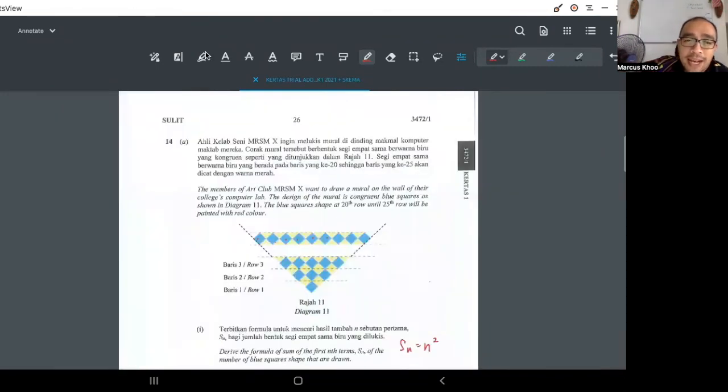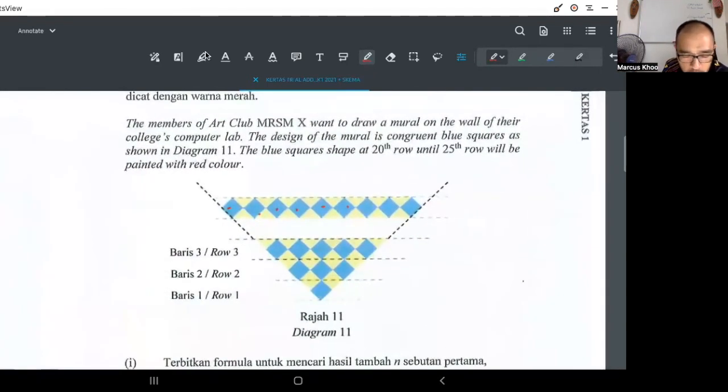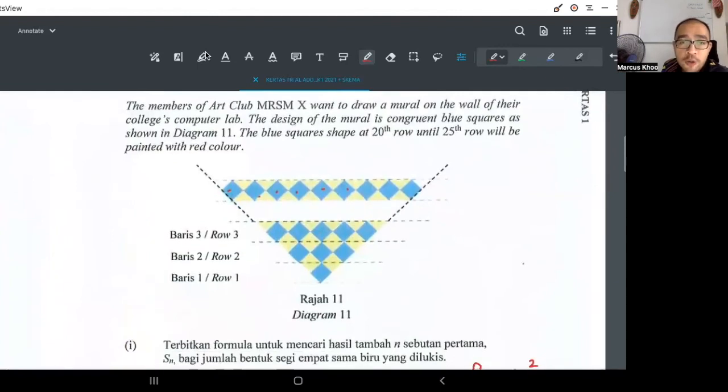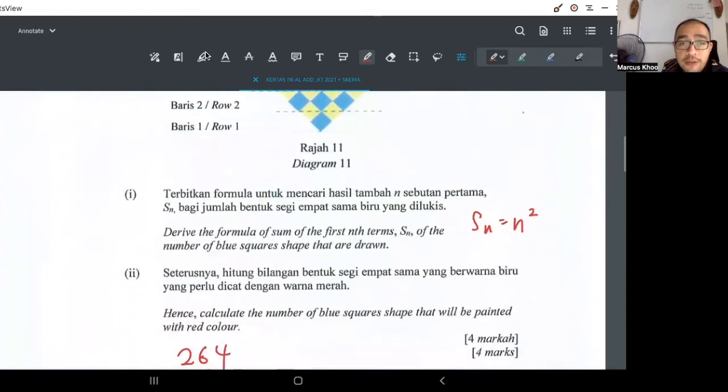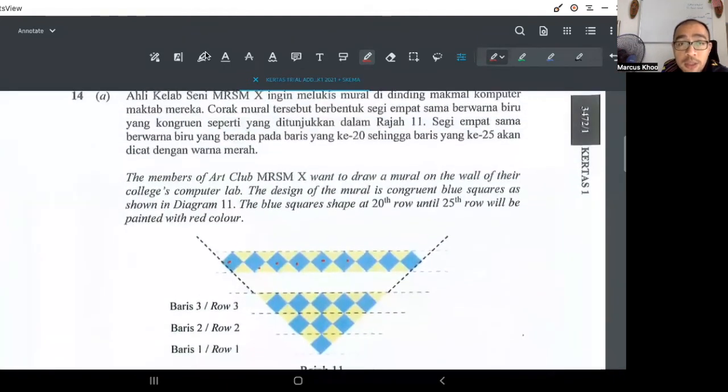Okay. The members of the art club, MRSM-X, want to draw a mural on the wall of their college's computer lab. The design of the mural is congruent blue squares as shown here. Now the blue square shape at the 20th to the 25th row will be painted with red color. So the question is, derive the formula of the sum of the first n terms of the number of blue squares of the shape that are drawn. So that's all they give you.